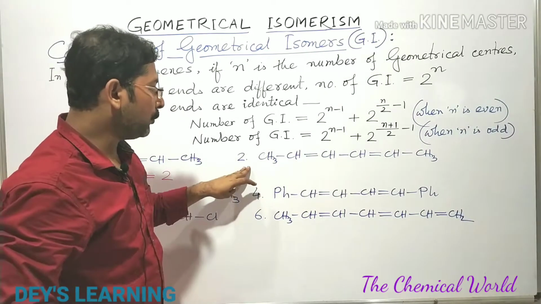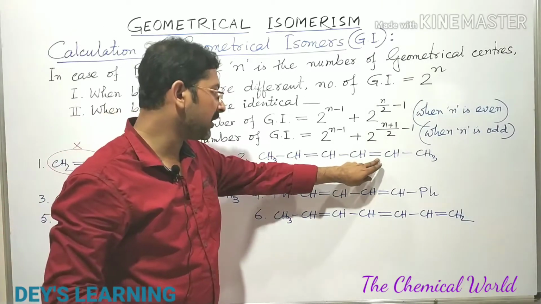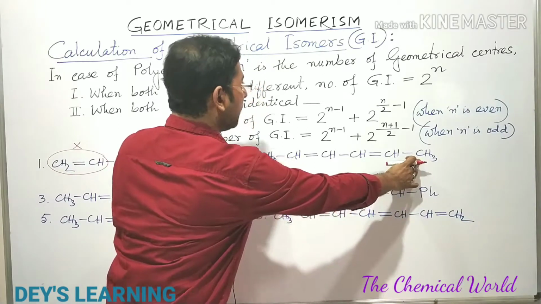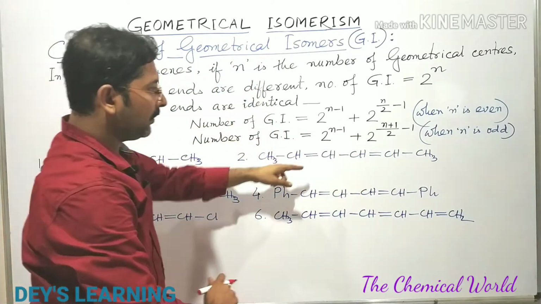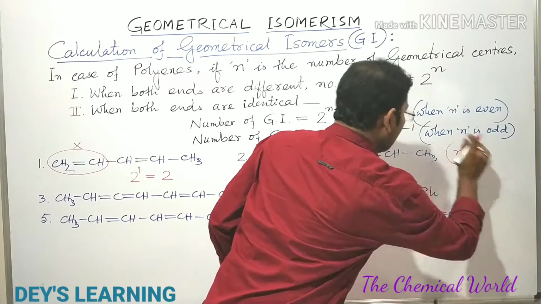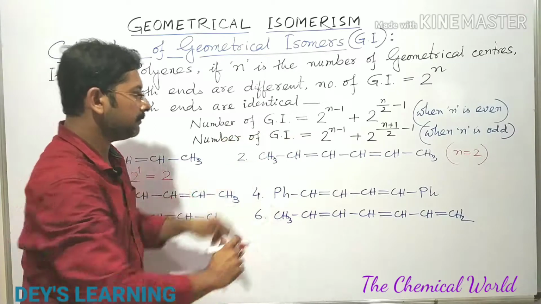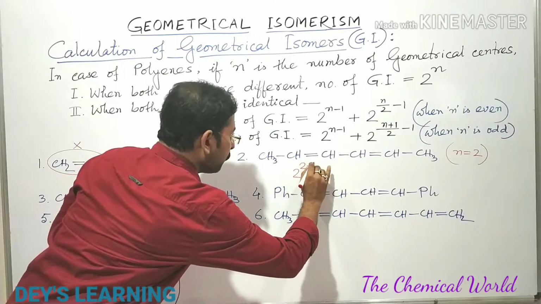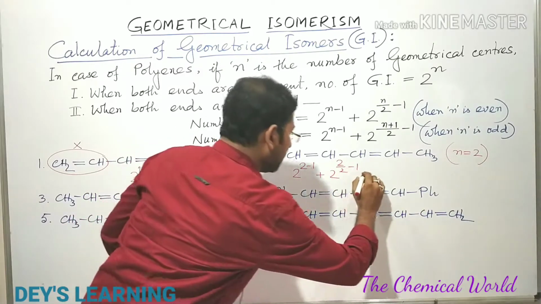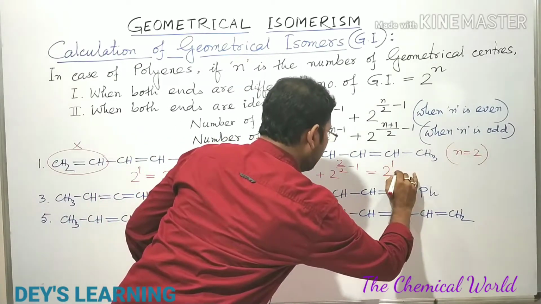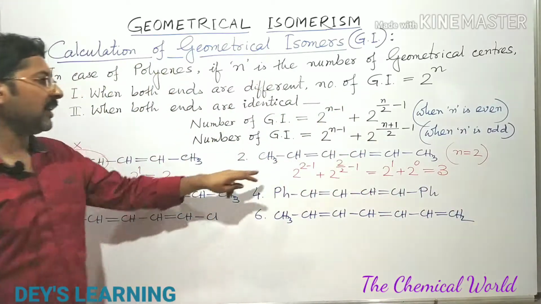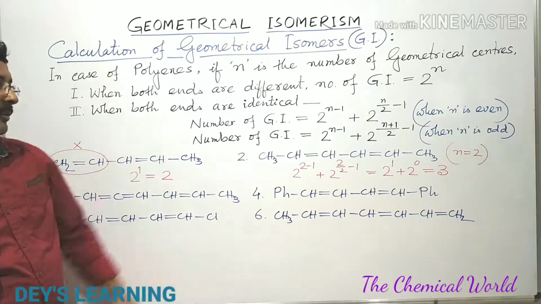In case of compound 2, look at here, these two are geometrical centers, and of course these two ends are same, these two ends are identical. Now n is 2 here, so n is even. Now you have to apply this formula, 2 to the power 2 minus 1 plus 2 to the power 2 by 2 minus 1. This is 2 to the power 1 plus 2 to the power 0, this is 1, equal to 3. There are 3 geometrical isomers possible for this molecule.